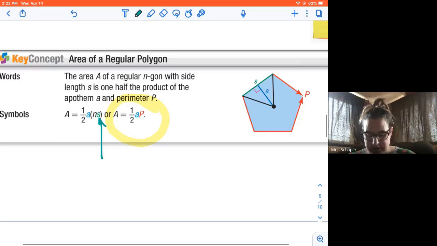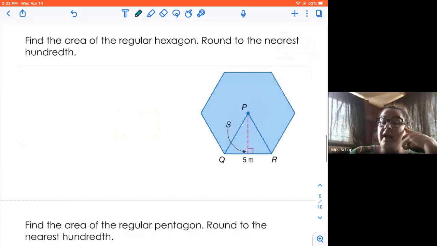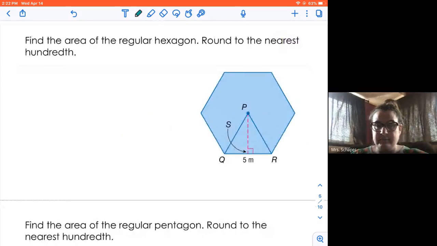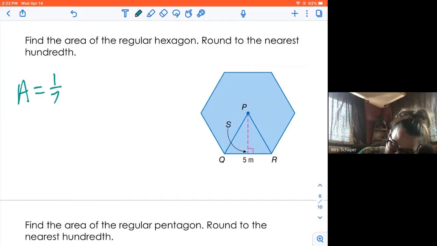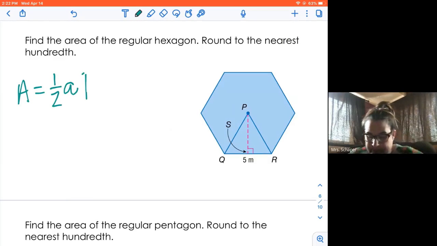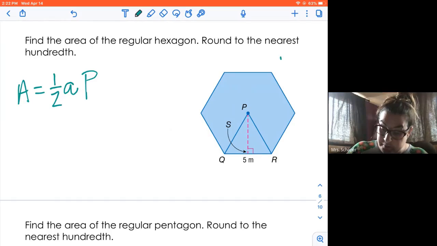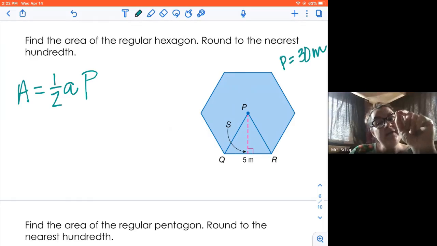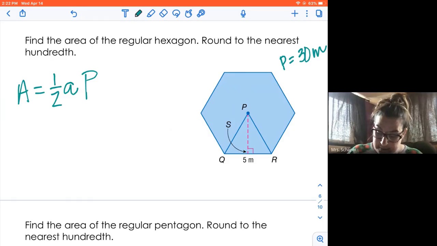All right, so let's put this to use. Find the area of a regular hexagon. Area is equal to 1/2 times the apothem times the perimeter. What I know in this figure is that it's a hexagon. That means there are 6 sides, and each side is 5 meters. So the perimeter is 30 meters. Now what's left to determine is what this apothem equals right here. I've got to figure out that height.